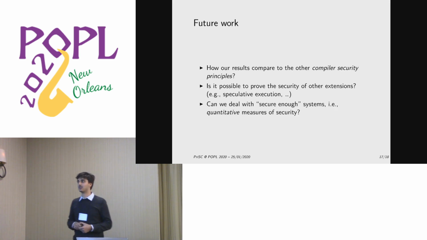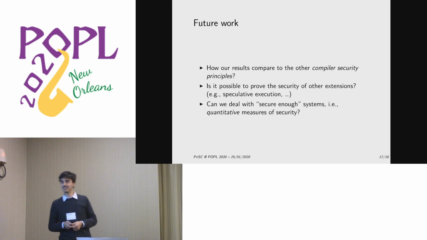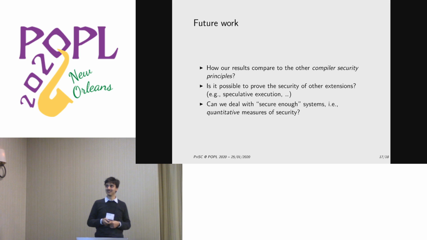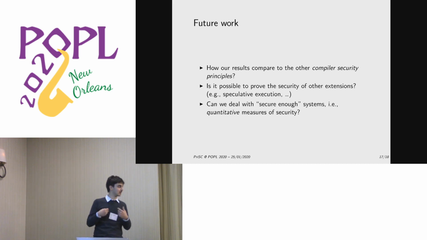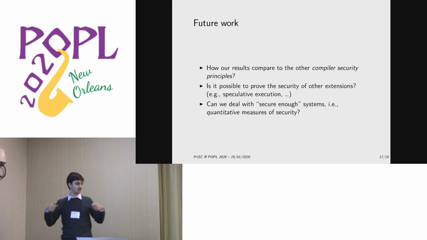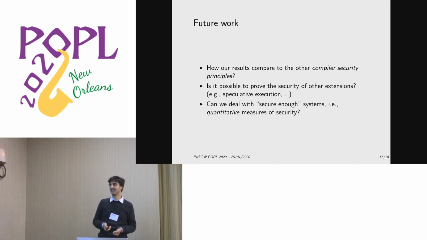And what about the future? Well, we're not done yet. I'll start with the second one. Is it possible to prove the security of other extensions? For example, considering speculative execution, and how does that compose with what we already have?